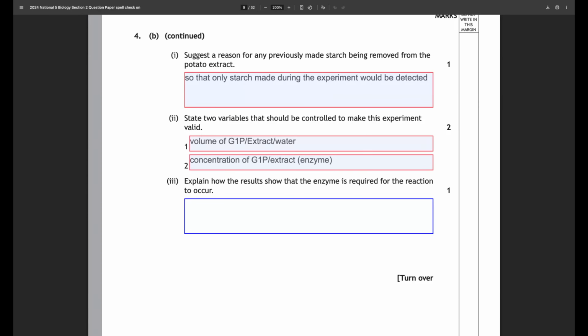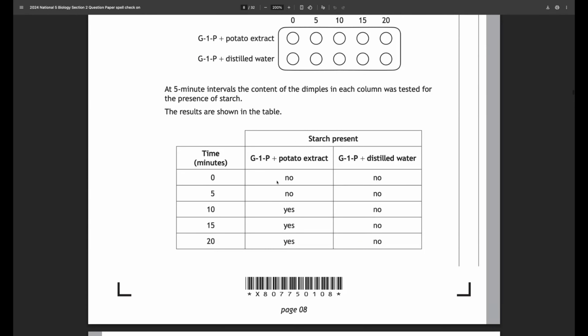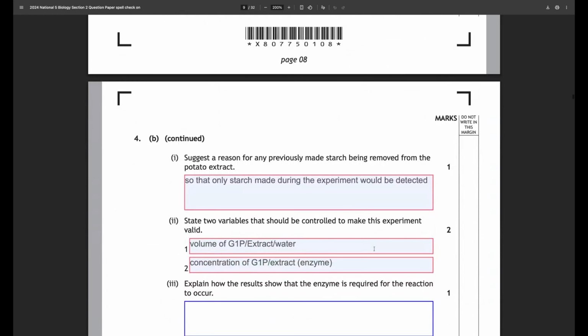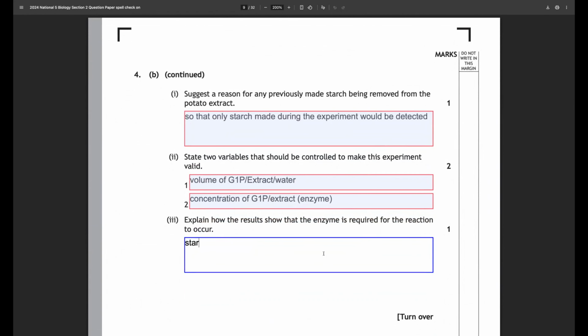Okay, part 3, 4B part 3, explain how the results show that the enzyme is required for the reaction to occur. Well, simply put, if we look at the results, when the enzyme is present, a reaction occurs, starch is produced. When the enzyme is not present, i.e. we've got distilled water instead of the extract, there is no reaction. Okay, so starch is produced when either the extract, or you could say the enzyme, is present. Okay, that would be fine.